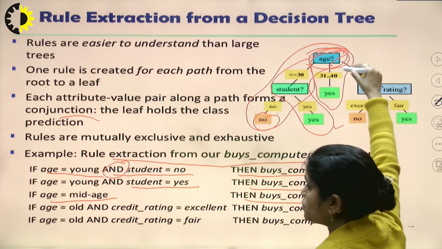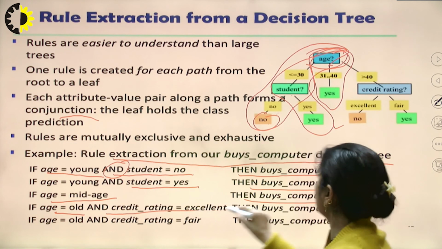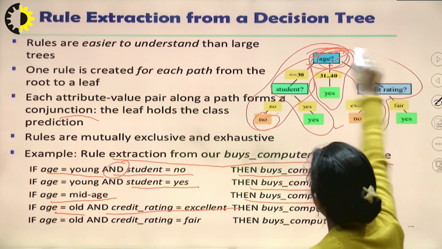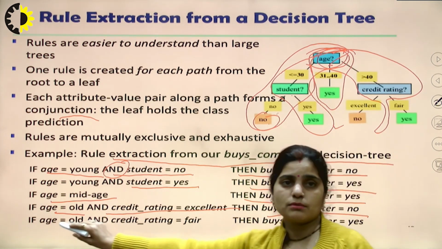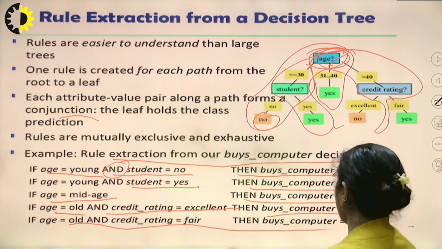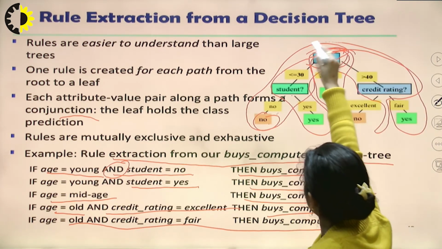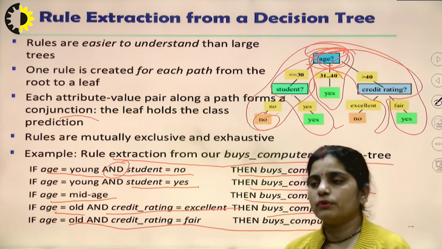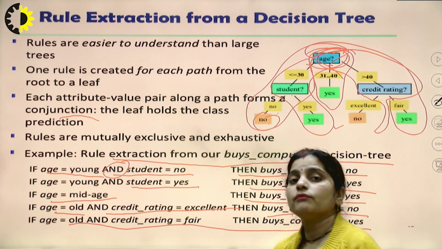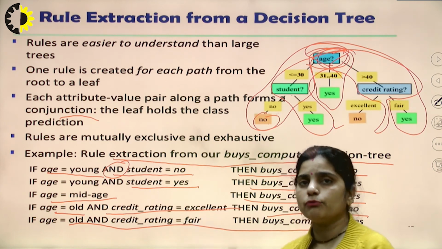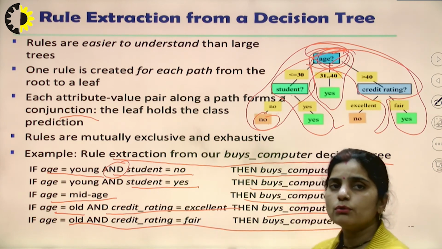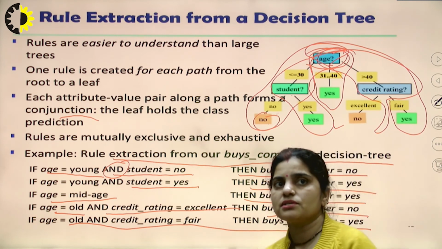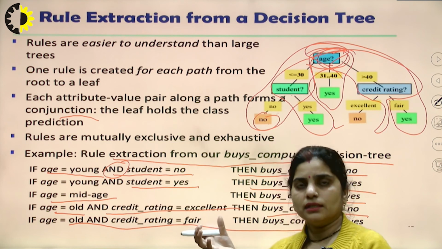Next one is: if age is equal to old and credit rating is excellent, then buys computer is no. And the last one is: if age is equal to old and credit rating is fair, then buys computer is yes. So we can see here how we can extract rules from a decision tree. If we have a particular tabular data, or a decision tree, then from that decision tree we can induce or extract the rules easily, and those rules are easier to understand than large decision trees.